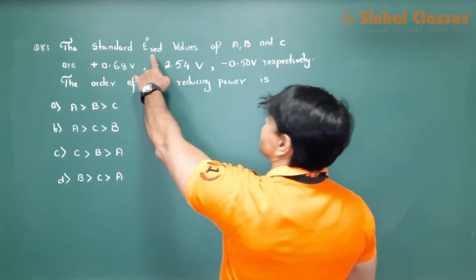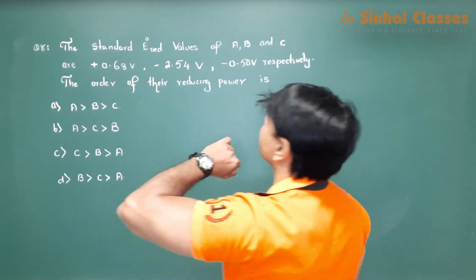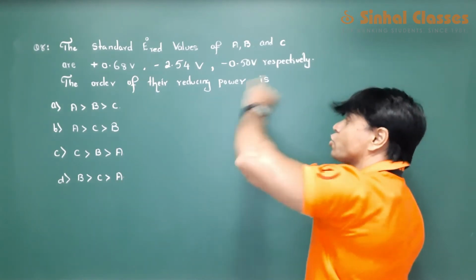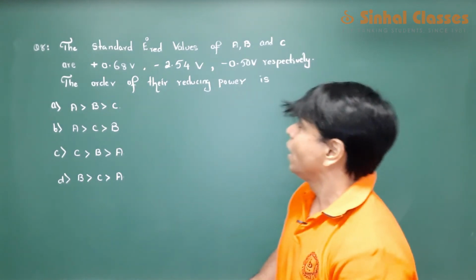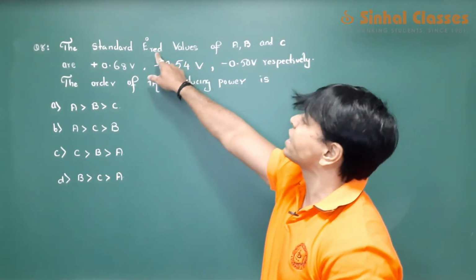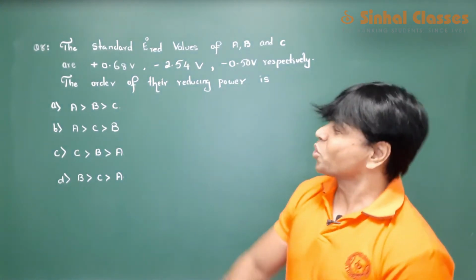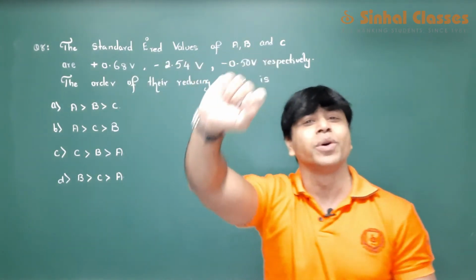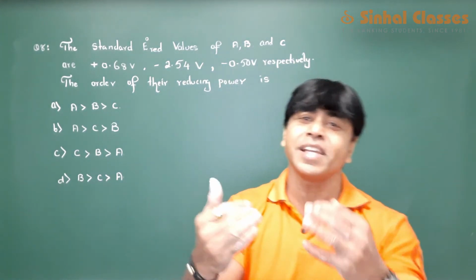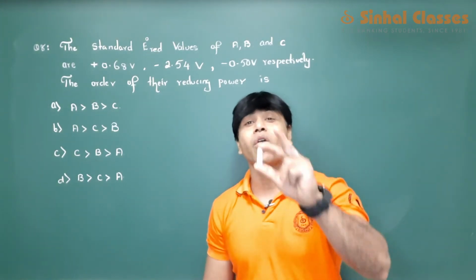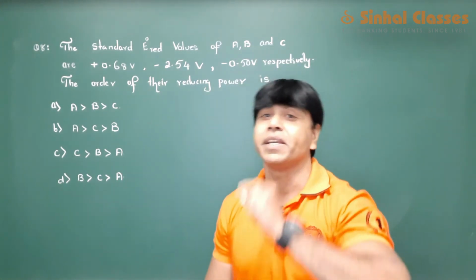The standard reduction values of A, B, C are given to you. What is the order of their reducing power? Now, what is the meaning of the word reduction value? It is the tendency to accept electrons. So the one who has a positive value is a better acceptor of electrons, who can easily accept electrons. So they are oxidizing agents, having oxidizing property.